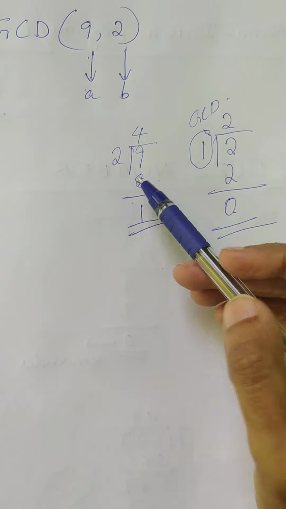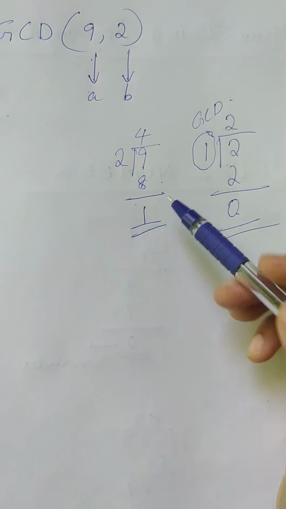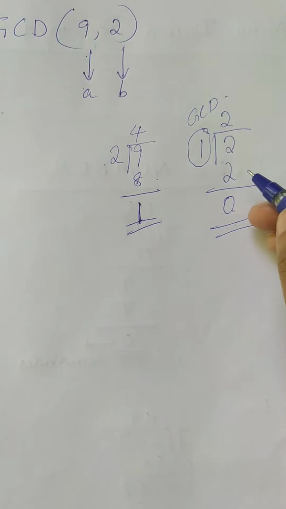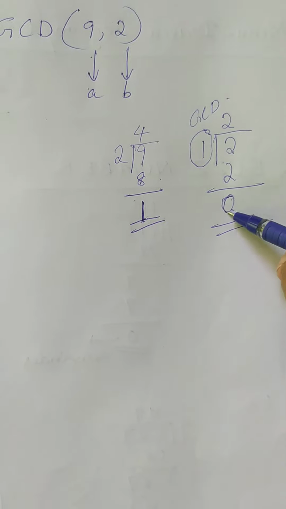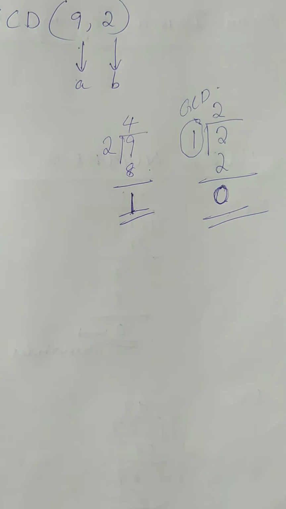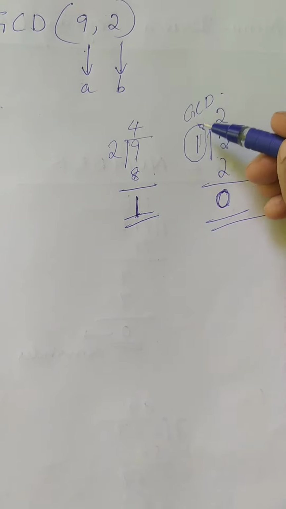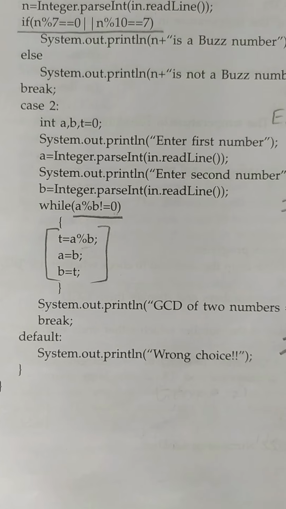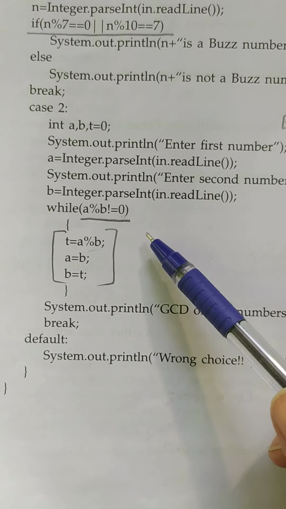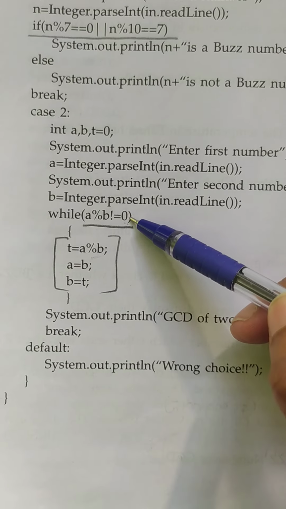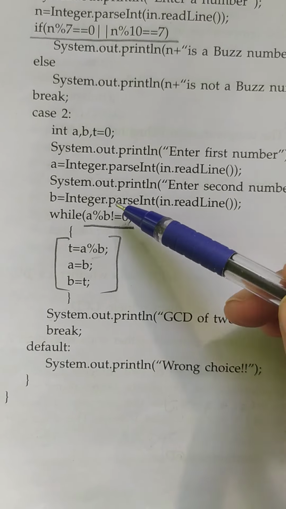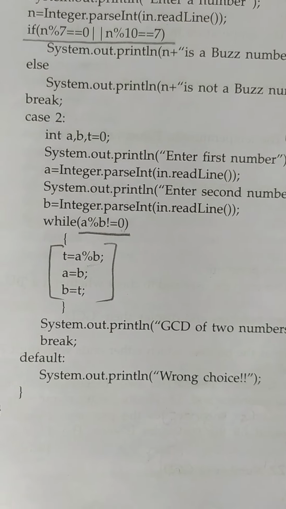In this example, first we divided 9 by 2 and you are getting the remainder here. I am taking this remainder and dividing again, so I am getting a new remainder. Till then you have to repeat this division. And this number will be the GCD of both numbers. This is the concept of GCD. So in this program, in the logic part, you can see whenever this becomes 0, this loop should stop. If it is not equal to 0, this loop should repeat. So now we will see how this loop works.